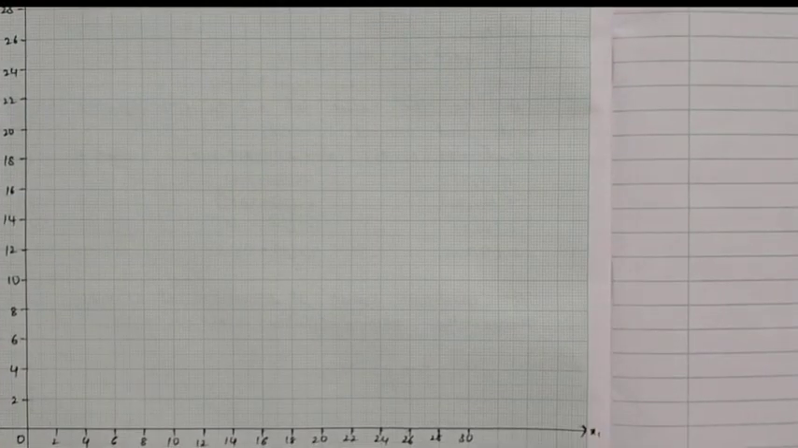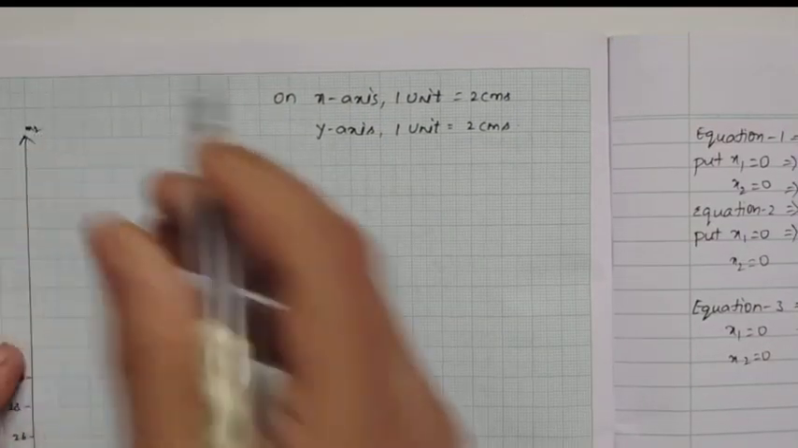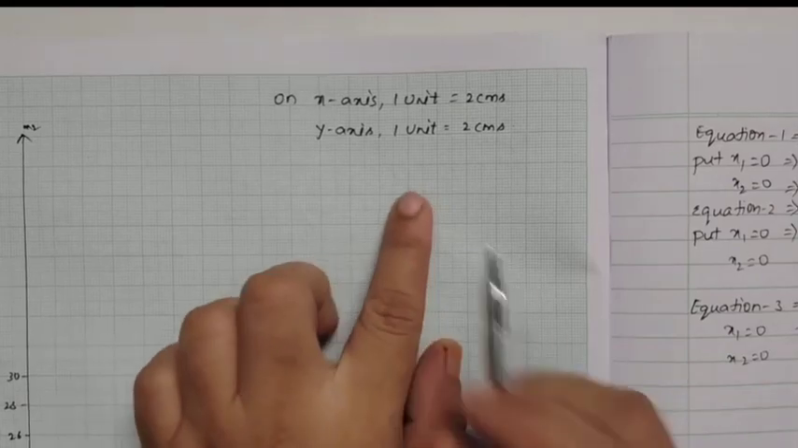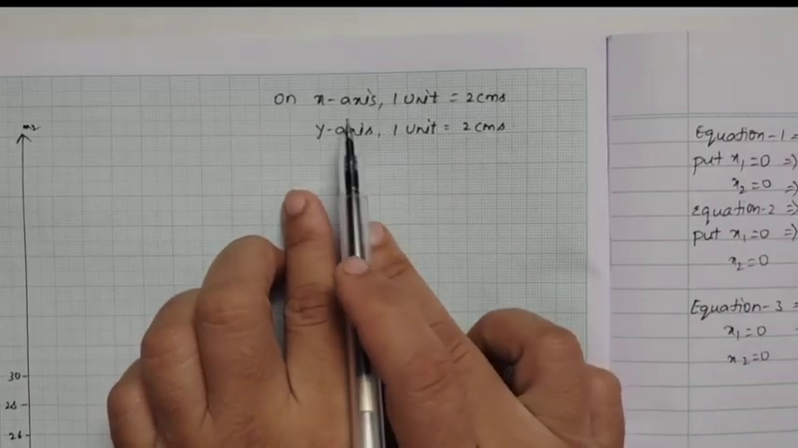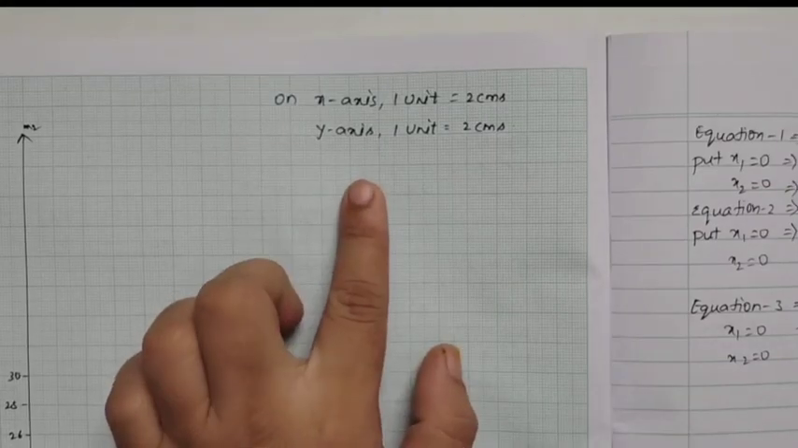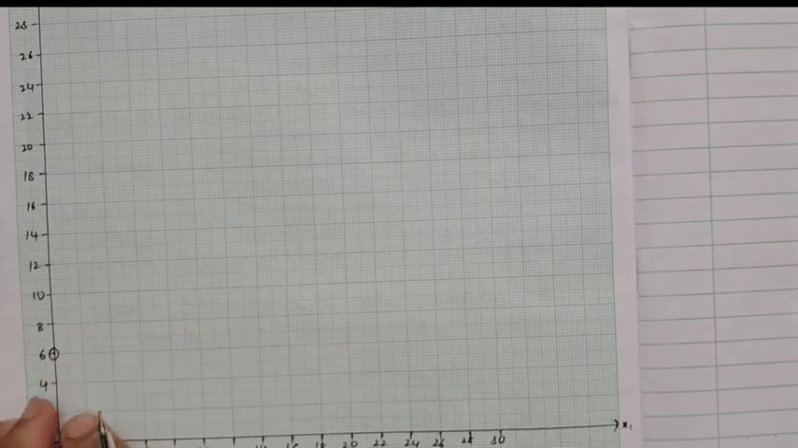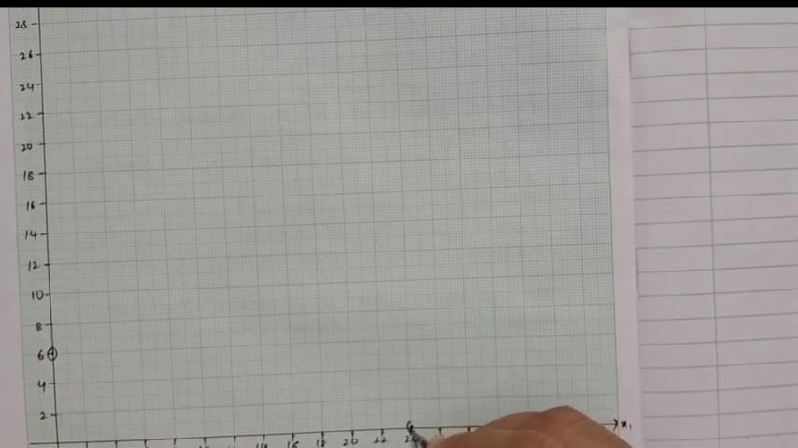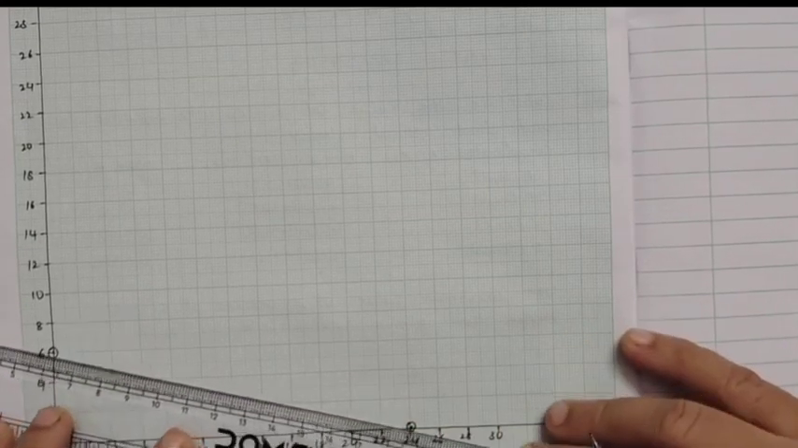On the x-axis I took the variable x1, and on the y-axis I took the variable x2, and our 1 unit will be 2 centimeters on both the x-axis and y-axis. From equation 1, we have the coordinates x1 equals 0, x2 equals 6 as a point here, and next on x1, that is 24, x2 is 0. We'll join these 2 points.